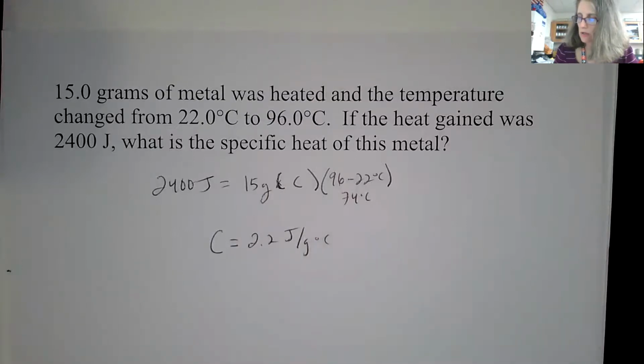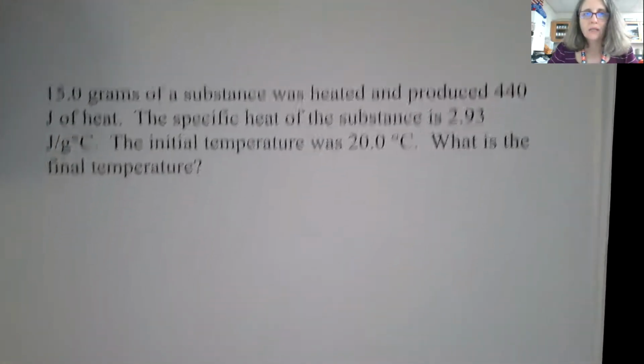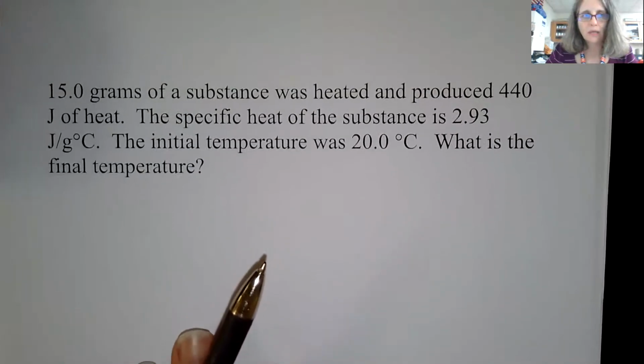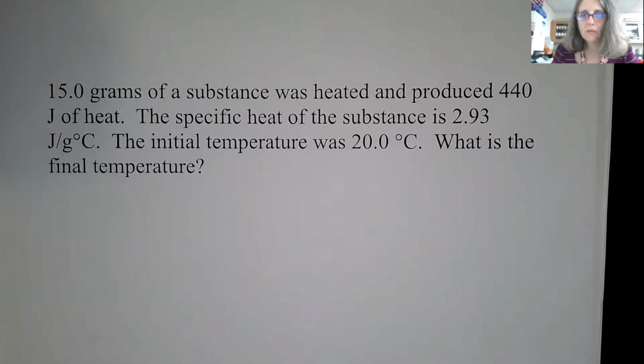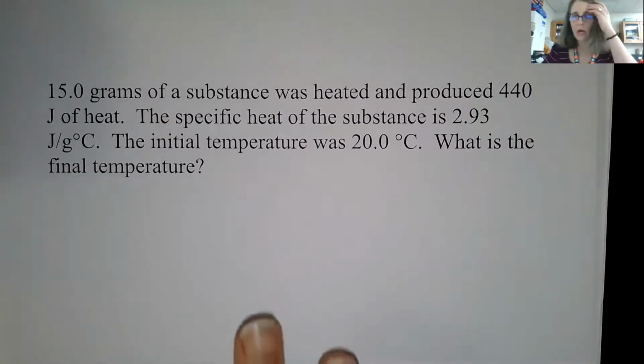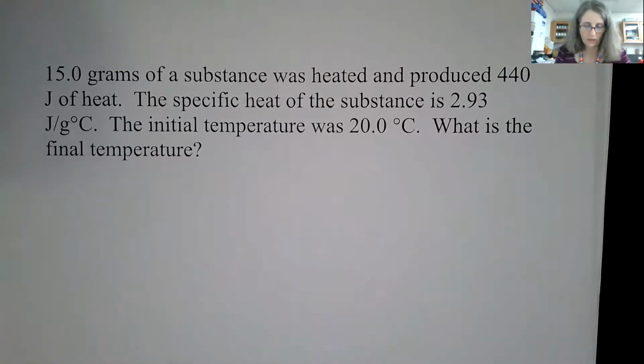So again, I'm just solving for a different unknown. So this last problem I'm going to work is I have 15 grams of a substance was heated and produced 440 joules of heat. The specific heat of the substance is 2.93 joules per gram degree Celsius. The initial temperature was 20 degrees Celsius. What is the final temperature? So this one, I'm going to kind of work with you because, again, there's a couple different ways you can do this type of problem because you're looking at the change in temperature.